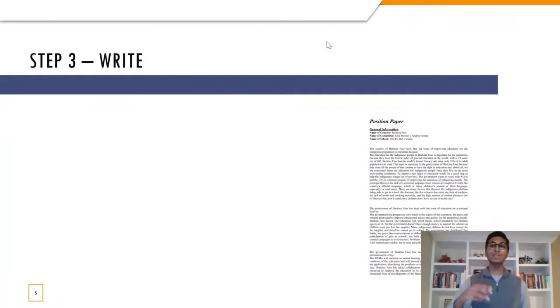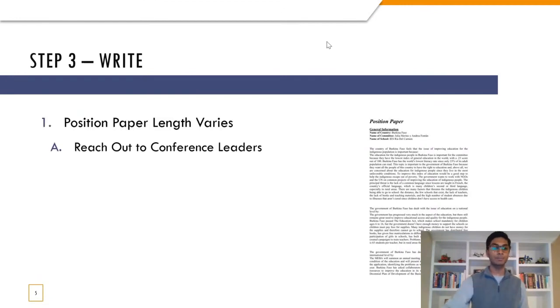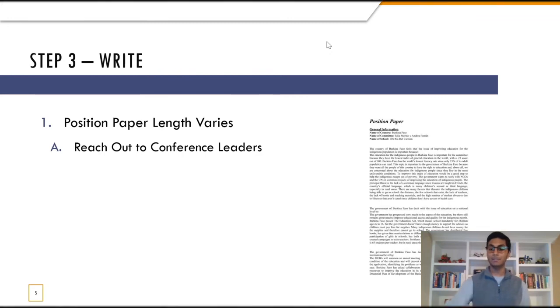So step number 3 is to actually write your position paper. Position paper length varies. Some conferences will ask for multiple pages, some will only ask for 1 page. Usually when you register for a conference, you will register through a website, and the website will provide some email contact, whether it be the specific chairs of your committee or the people that are running the conference as a whole. So reach out to them and ask if they haven't specified on their website.